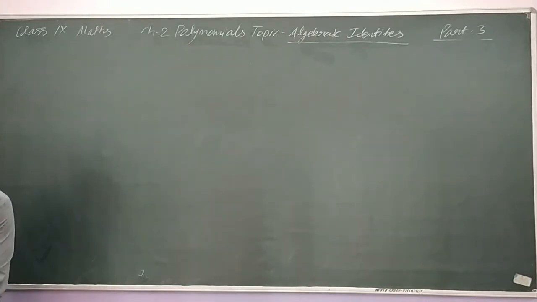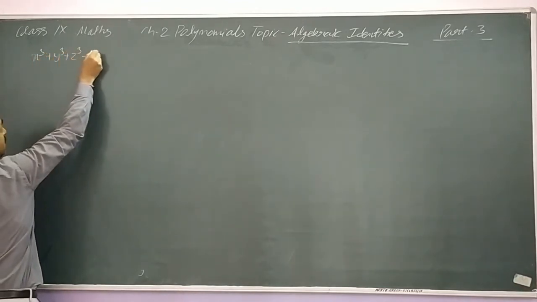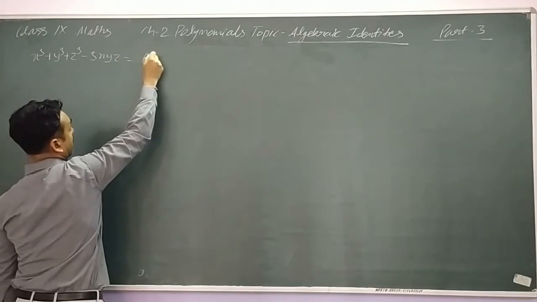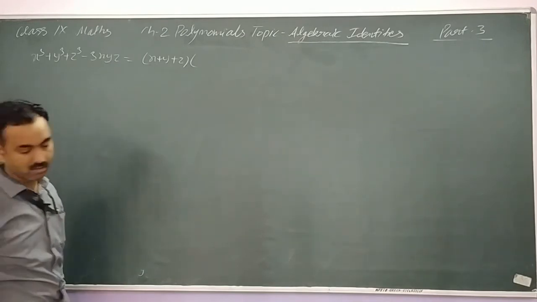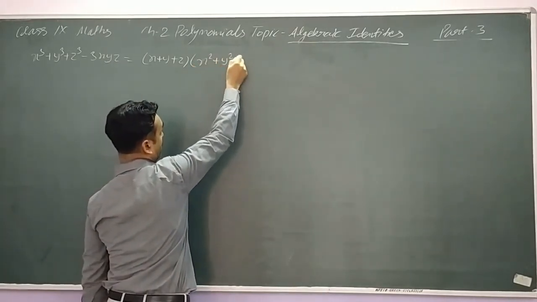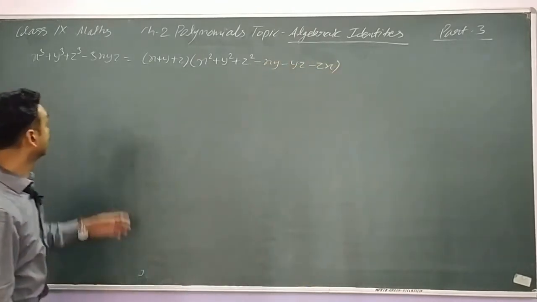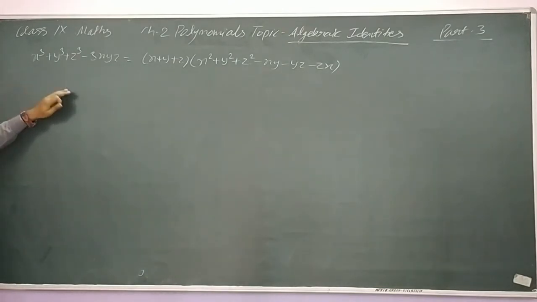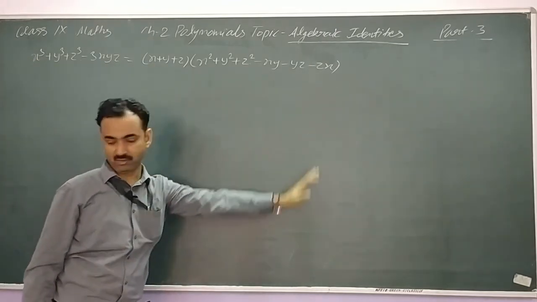Now we will take our last identity, which is x cube plus y cube plus z cube minus 3xyz equals (x plus y plus z) times (x square plus y square plus z square minus xy minus yz minus zx). So this is our last identity. Whenever the question is in this expanded form, we can write it in the factor form. So let's take an example.